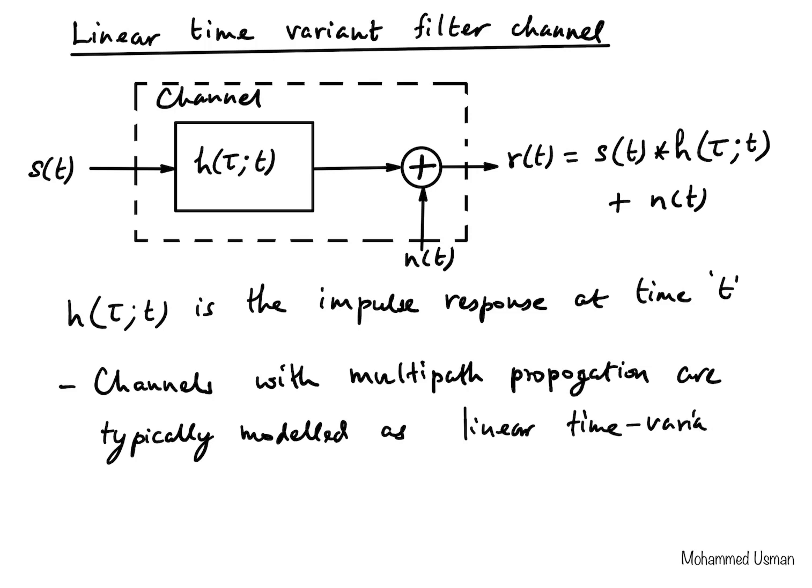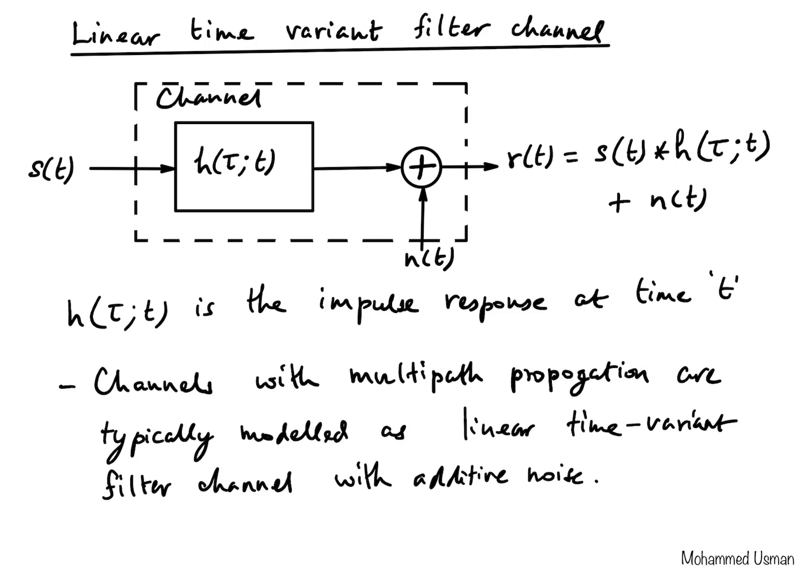Linear time variant means they are varying with time. The characteristics of the channel are varying with time. So it is modeled as a linear time variant filter channel with additive noise. Okay, so that is the third category of the mathematical model for the channel.